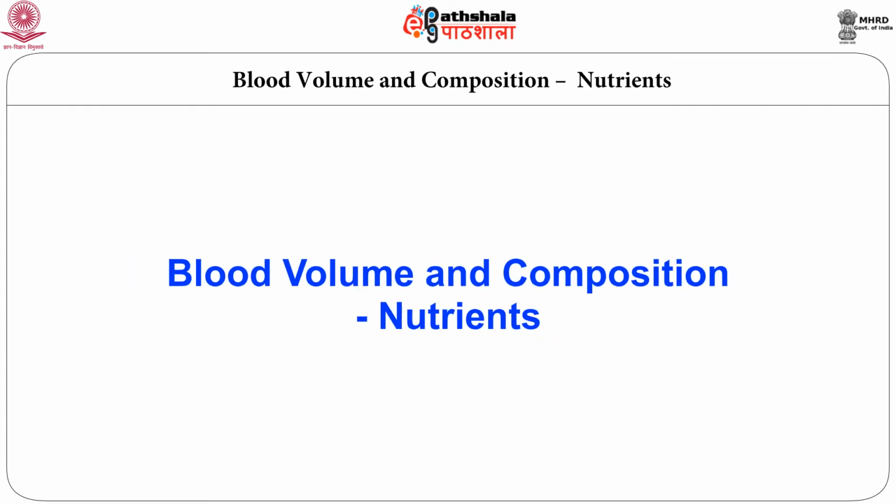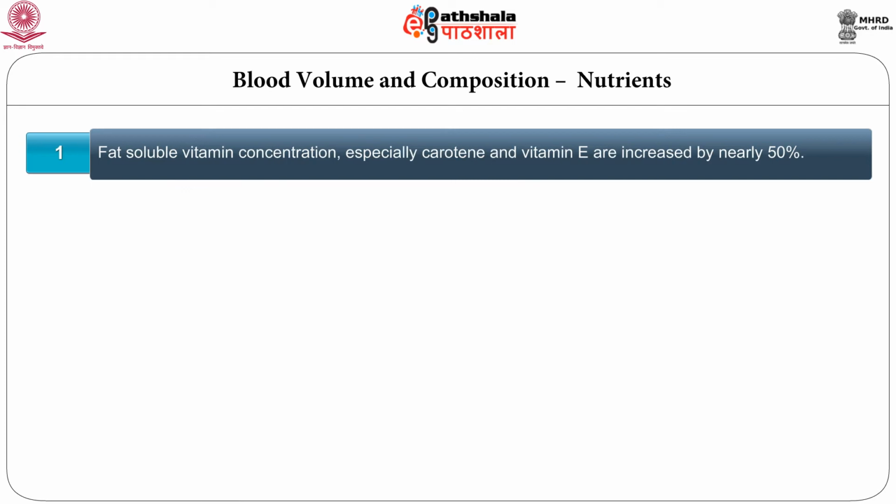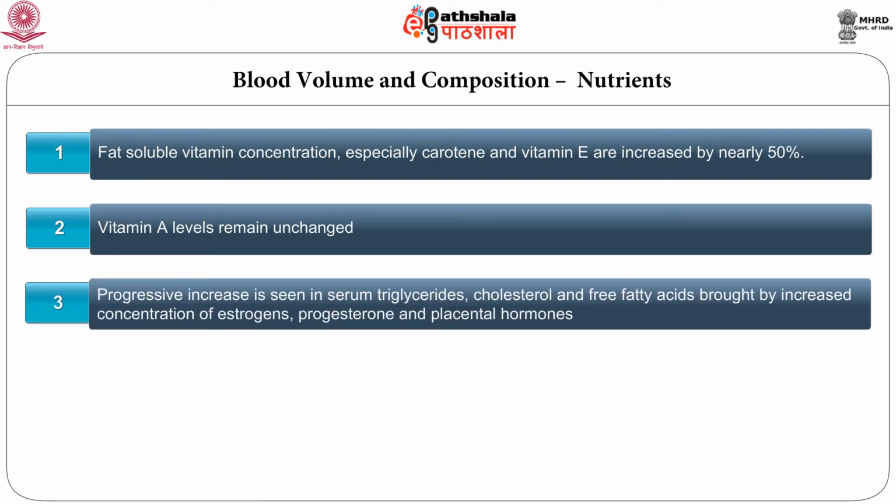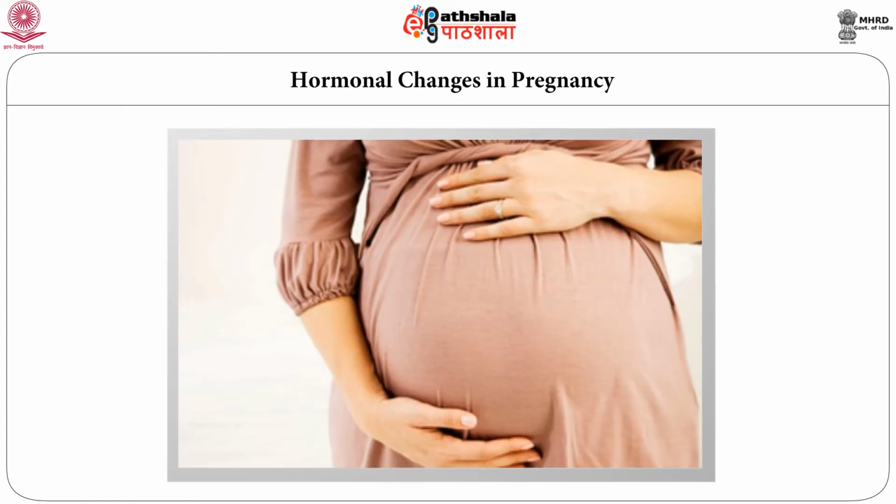Regarding the other nutrients, the fat soluble vitamin concentration, especially the carotene and vitamin A, are increased up to 50%. Vitamin A levels remain unchanged. Progressive increase is seen in serum triglycerides, cholesterol and free fatty acids brought by decreased concentration of estrogens, progesterone and placental hormones. Do you know that many hormones undergo changes during pregnancy?